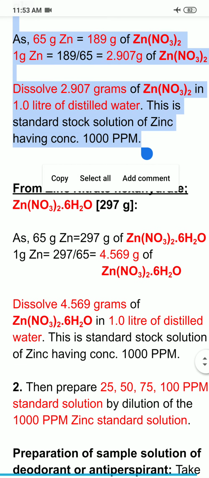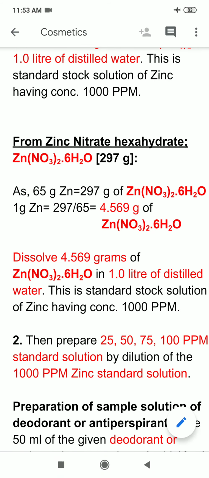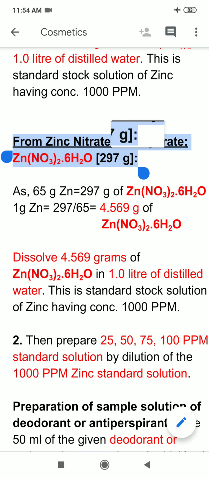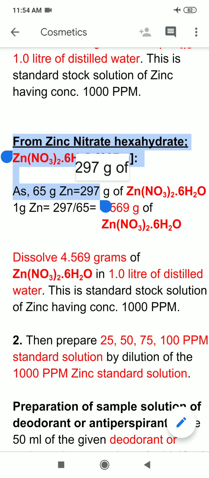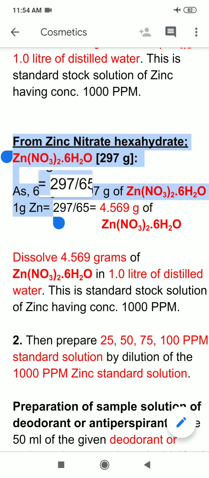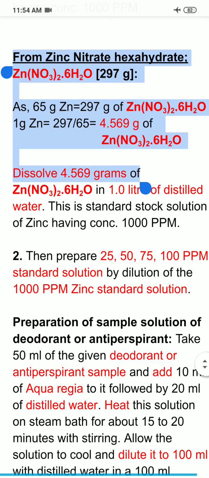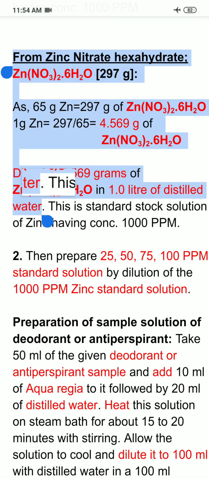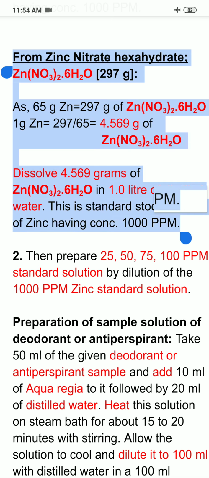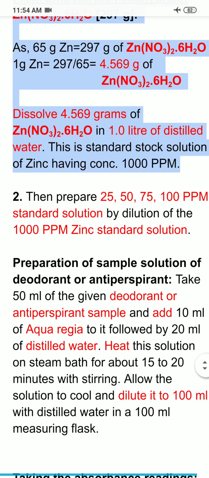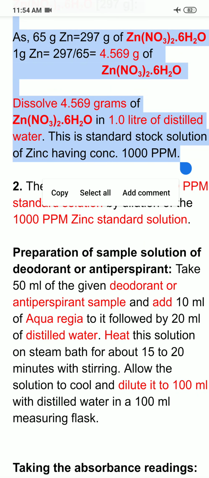Now you can also prepare this by using zinc nitrate hexahydrate whose molecular weight is 297 grams. So by using similar considerations, 1 gram of zinc comes out to be equal to 4.569 grams of zinc nitrate hexahydrate. So by dissolving 4.569 grams of zinc nitrate hexahydrate in 1 liter of distilled water, we will get a solution whose concentration of zinc will also be equal to 1000 ppm. So by any of the four you can prepare standard zinc solution.